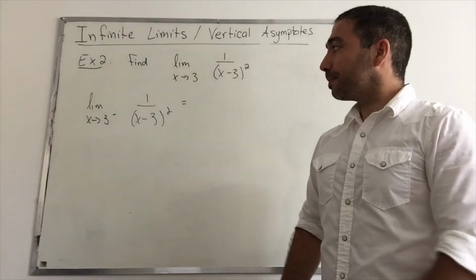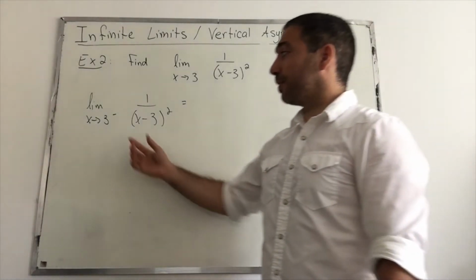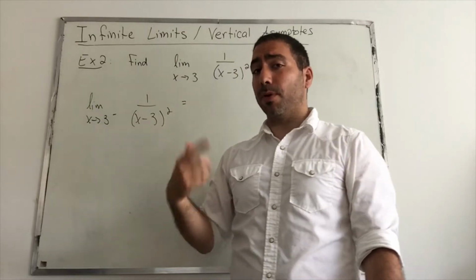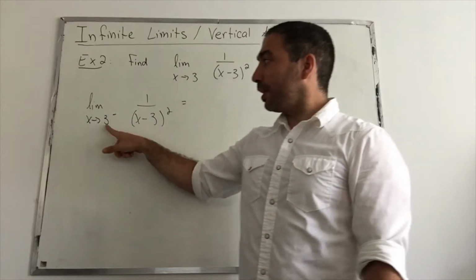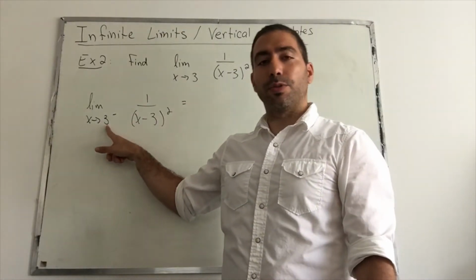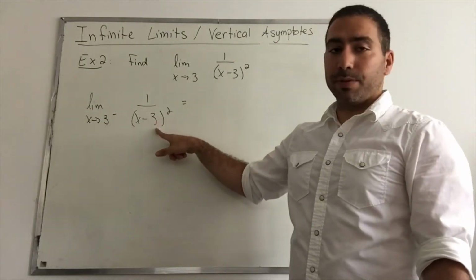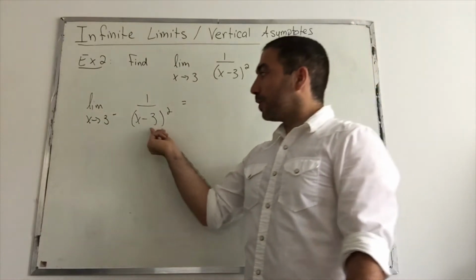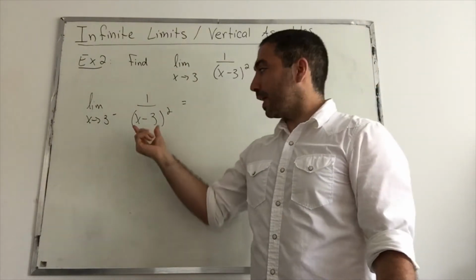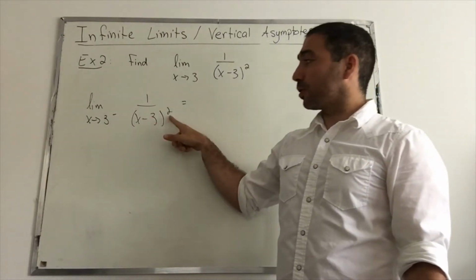But at the end of the day, if you don't have a calculator, what you have to figure out is: is this value in the denominator going to be positive or negative? So if we plug in a number that's smaller than 3, say 2.9999, and we do 2.9999 minus 3, well, 3 is larger, so you're going to have a negative number in the denominator, but it's all squared.